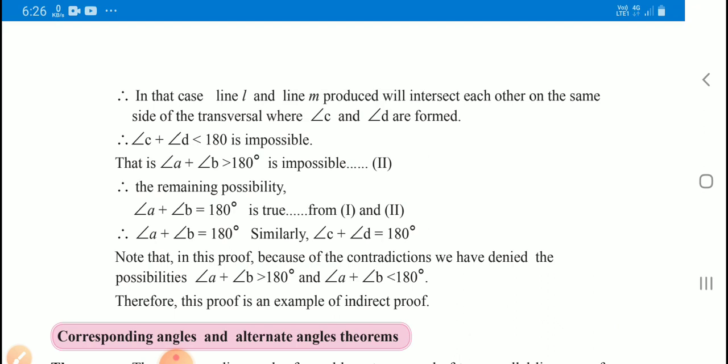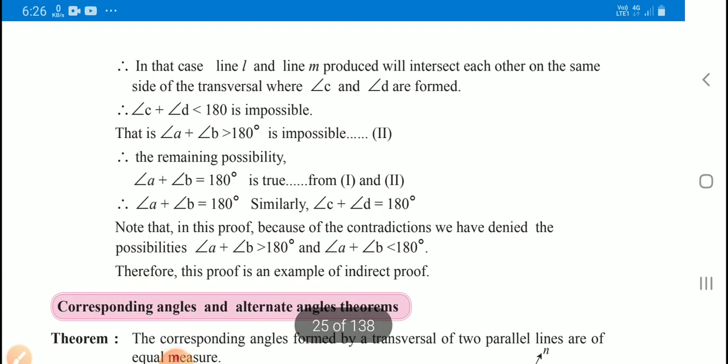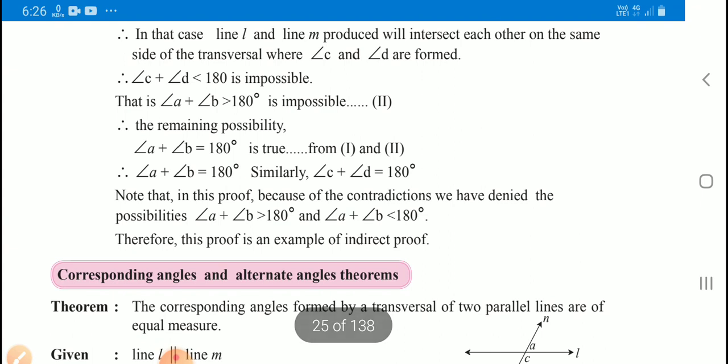Therefore, the remaining possibility is possibility number 3, that is angle A plus angle B is equal to 180 degrees, which is true from 1 and 2. Similarly, you can prove that angle C plus angle D is equal to 180 degrees. Note that in this proof, because of the contradictions, we have denied the possibilities angle A plus angle B is greater than 180 degrees and angle A plus angle B is less than 180 degrees. Therefore, this proof is an example of indirect proof.